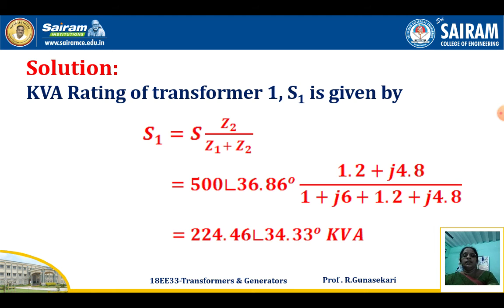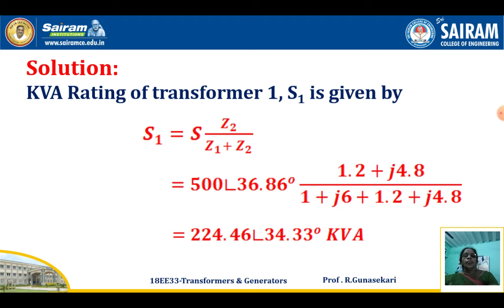Okay. Then, from the given data, this formula is most suitable for finding the kVA rating of transformer 1. The formula is S1 equal to S into Z2 divided by Z1 plus Z2.